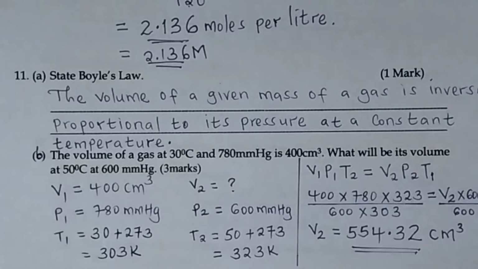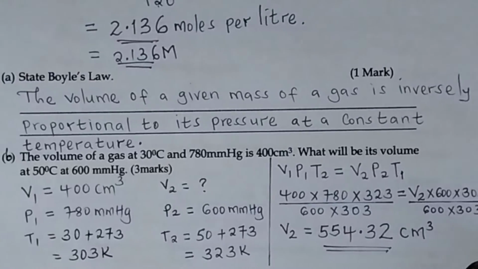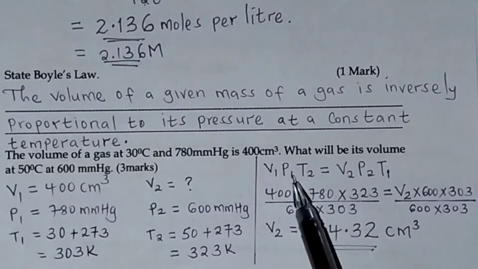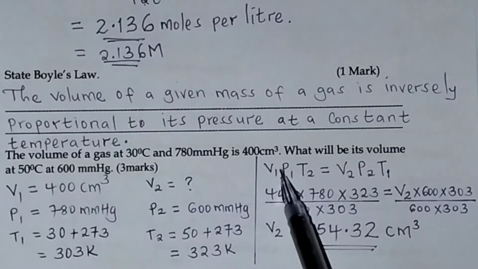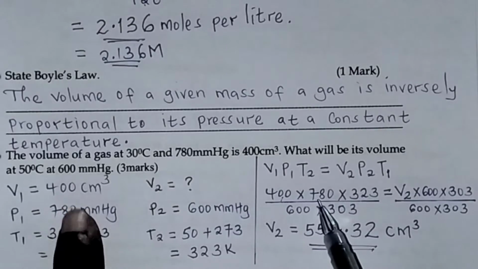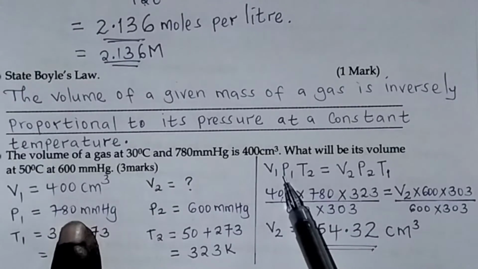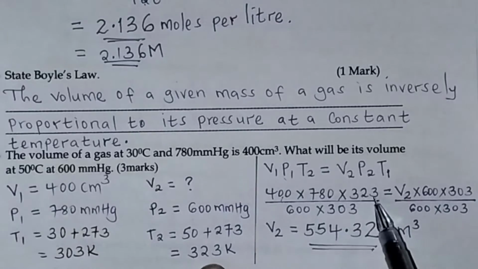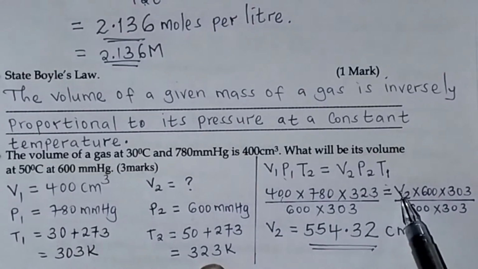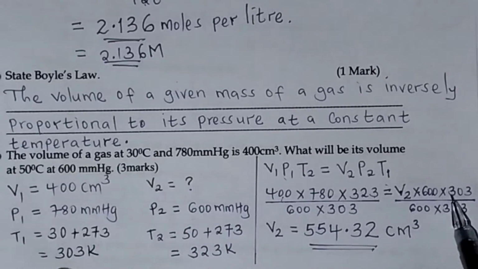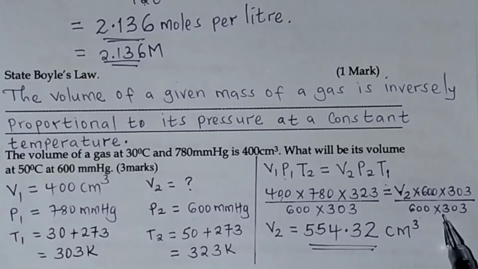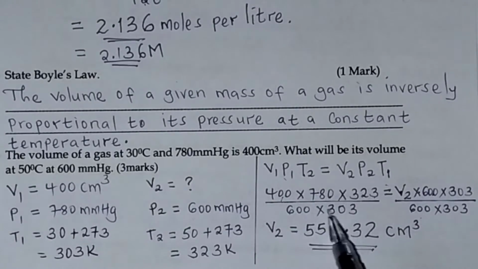So the formula for dealing with the combined gas law will be V1 P1 T2 equal to V2 P2 T1. So we just take volume 1 to be 400 multiplied by 780 millimeter mercury, which is our pressure 1, multiplied by 323, which is our T2. Then this will be equal to V2, which we don't have, times 600, which is our P2, multiplied by 303, which is our T1. So for us to get V2, we have to divide here by 600 times 303. Volume 2 will be 554.32 centimeter cube. That will be our volume.